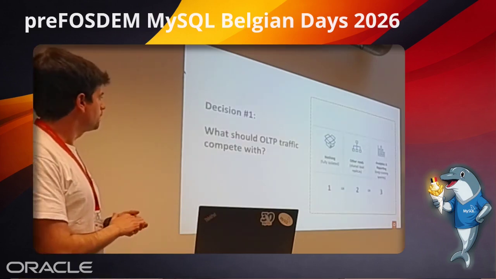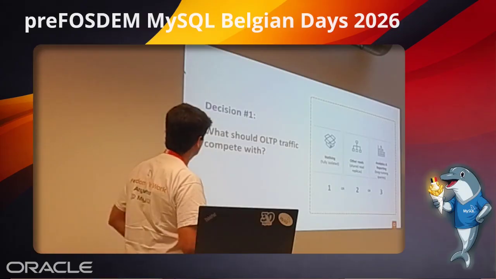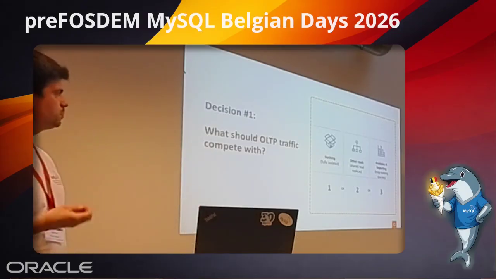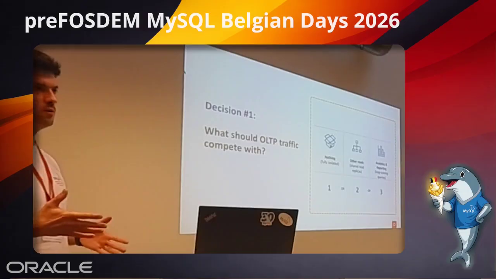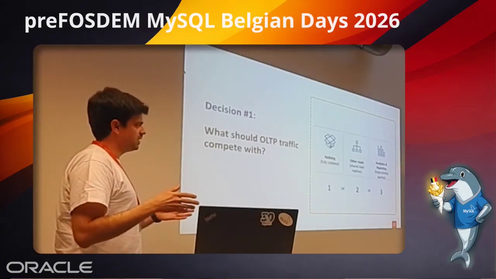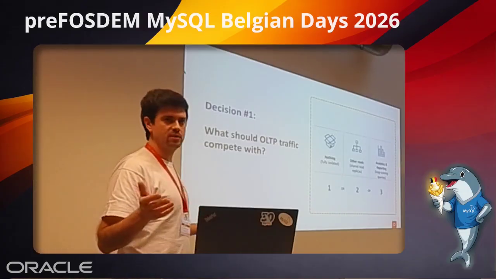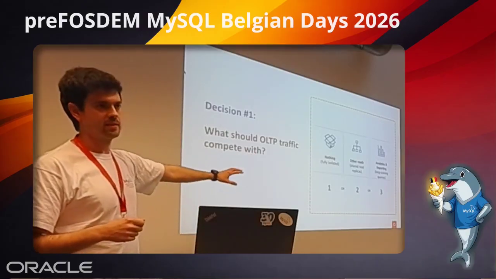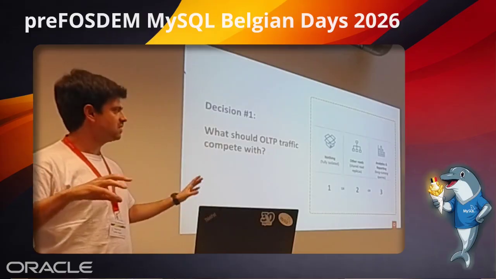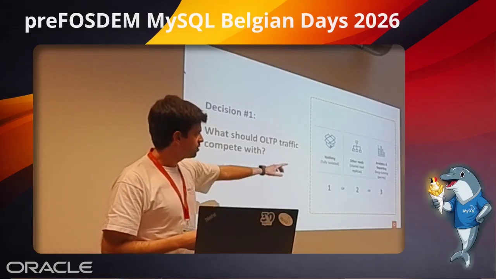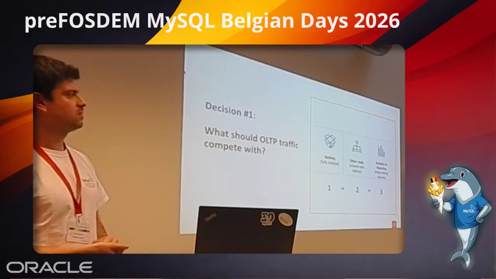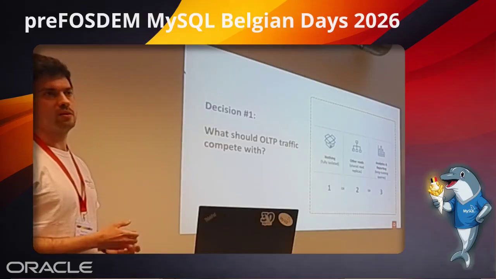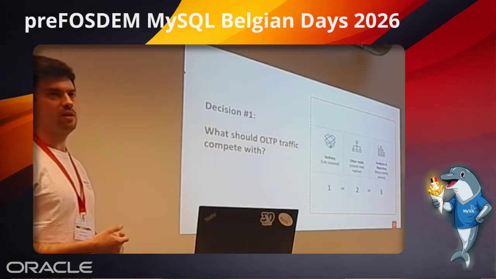And let me ask you a question. What do you think OLTP traffic should compete with? Should it be nothing, just fully isolated? Or can it compete with other reads, so the same instances can be used for other things? Or could it even compete with analytics and reporting? What do you think?